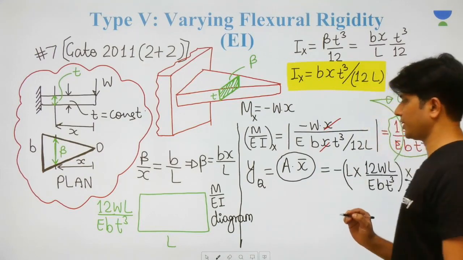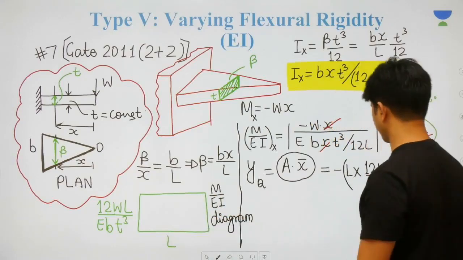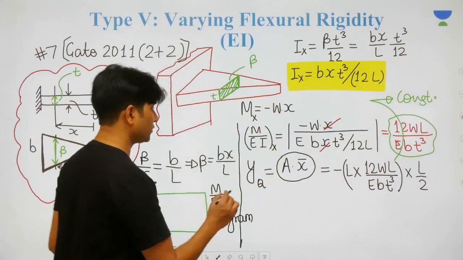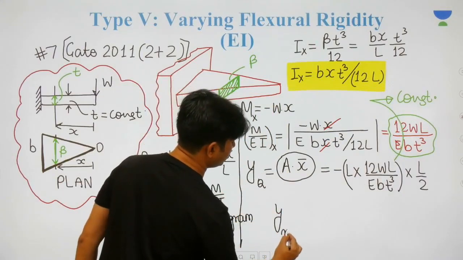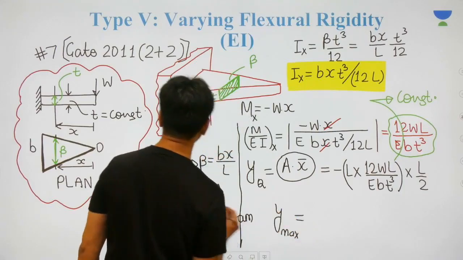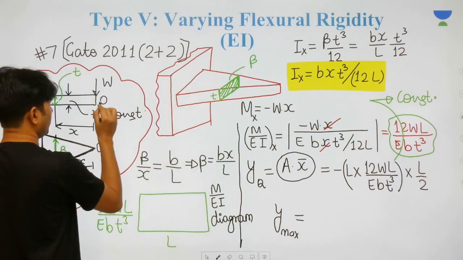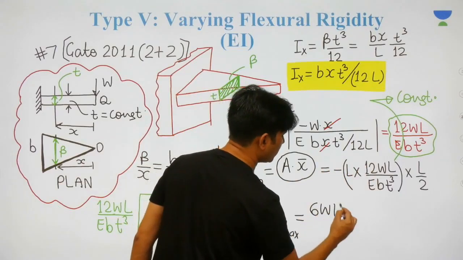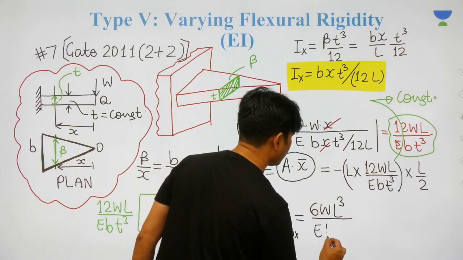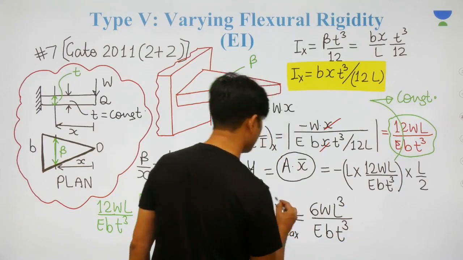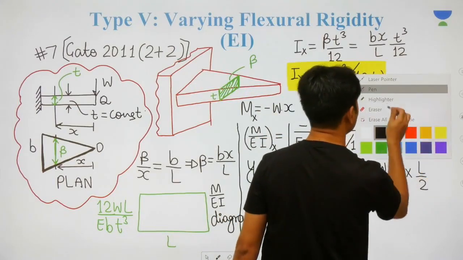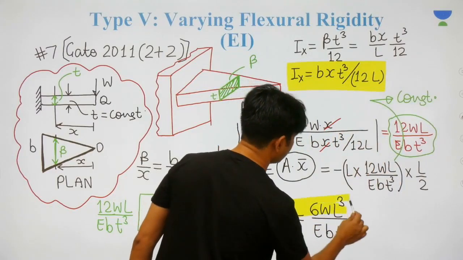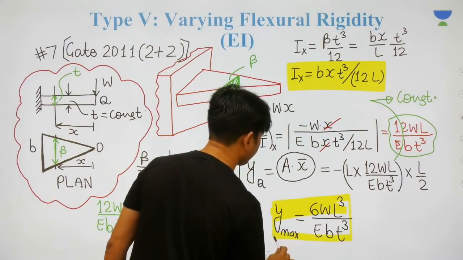And what about x bar? x bar is L by 2, because this is a rectangular area, so x bar is L by 2 with respect to Q. Now if you simplify this, you'll get the maximum deflection, which will be available here at the free end. You'll get the maximum deflection as 6WL cube divided by EBT cube. And this, my dear friends, is going to give you another 2 marks.